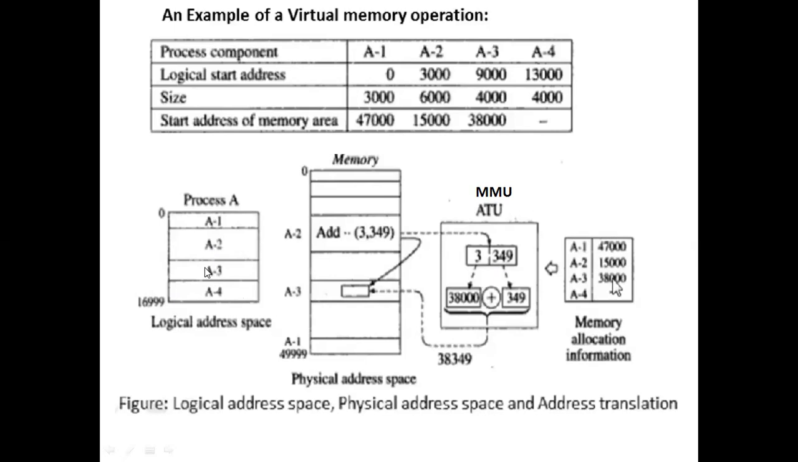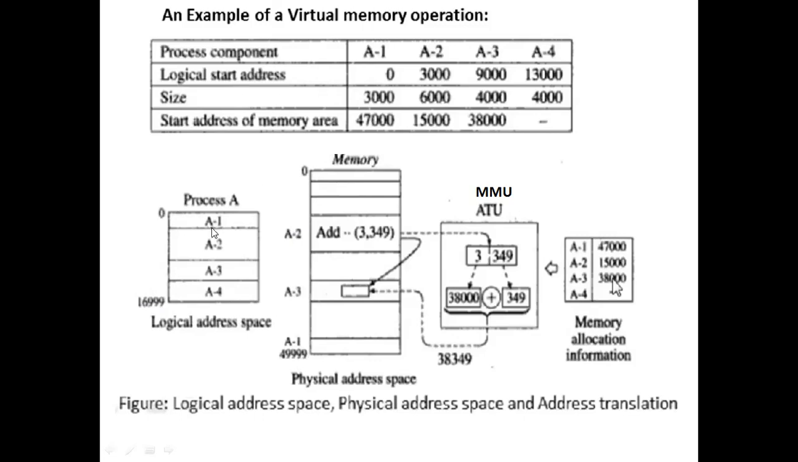According to this diagram, process A is divided into 4 components, 4 parts, 4 partitions: A1, A2, A3 and A4. Each part has a logical starting address, and the size of each part is mentioned along with the starting address of the memory area. The logical address space is from 0 to 16999, and here is our physical memory, or the RAM, the physical address space from 0 to 49999.